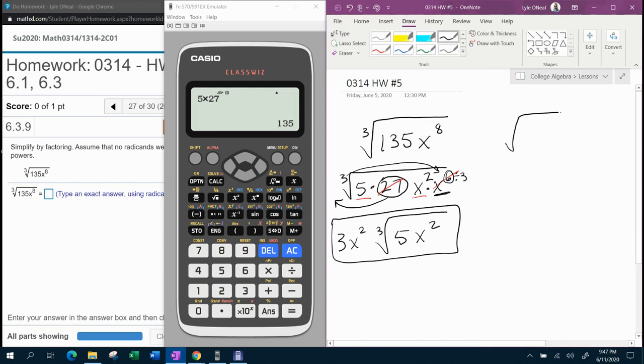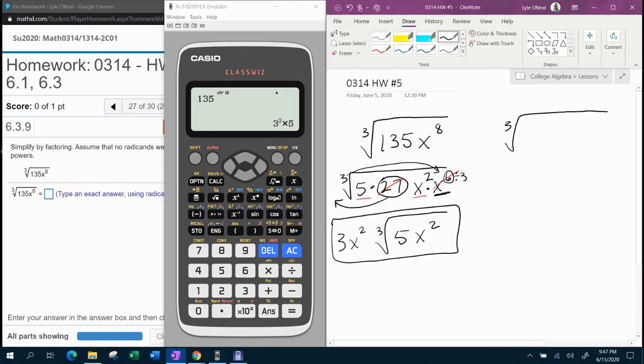All right, so let's say again that we have the cube root of 135, and I would like to find the prime factorization of 135, okay? So if I type in 135 and hit equals on my calculator, there's this in yellow, it says fact. If I hit shift and fact, it's going to give me the prime factorization of 135. Do you see that? It says 3 to the third power times 5.